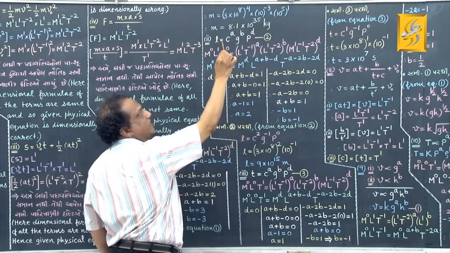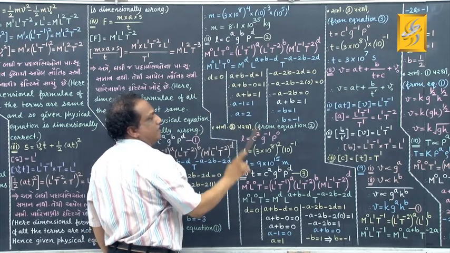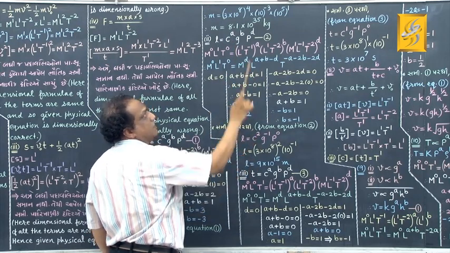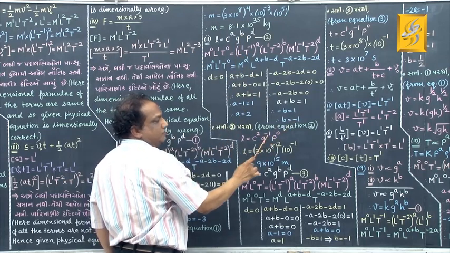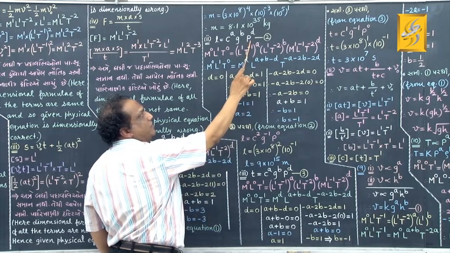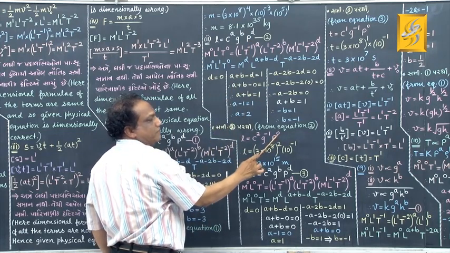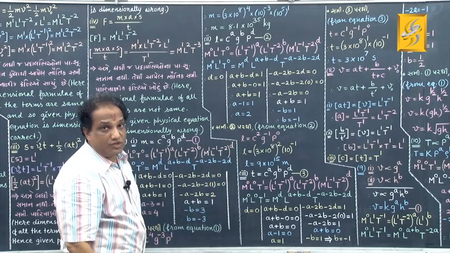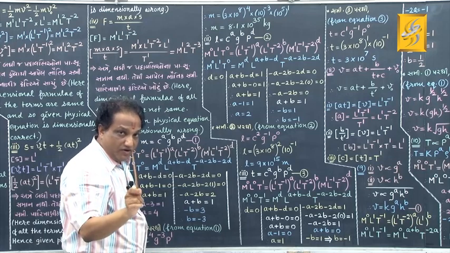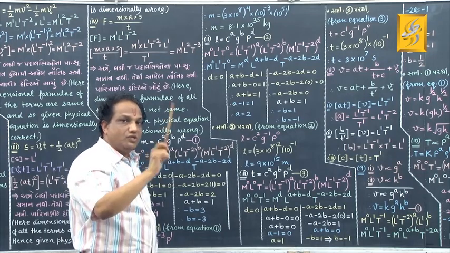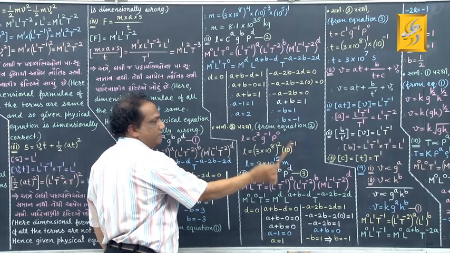Start from here. L equals c raised to a, which is 2. g raised to b is minus 1, and p raised to d, but d is 0. p raised to 0 is 1. This is the velocity of light in vacuum. What is the value they have given in the statement? 3 into 10 raised to 8 meter per second. The same value is written here, squared.